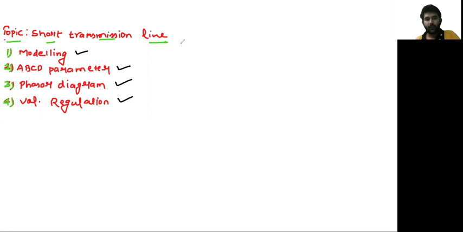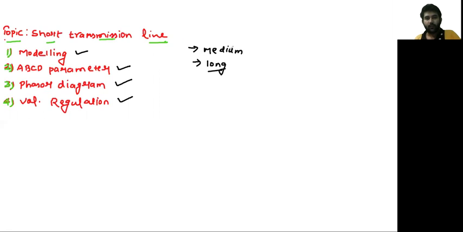So there are three types of transmission line. Short we are studying now. The other one is medium, and the next one is long. So these are the three types of transmission line.